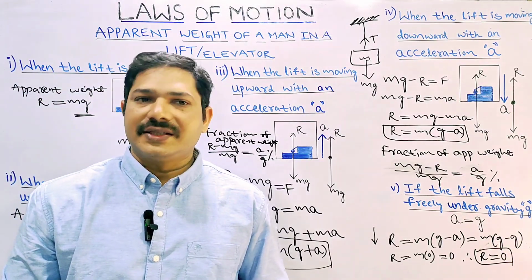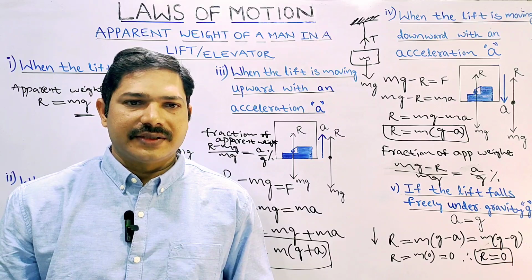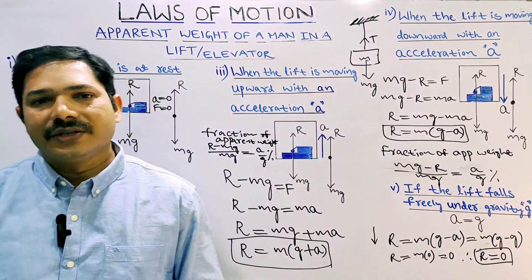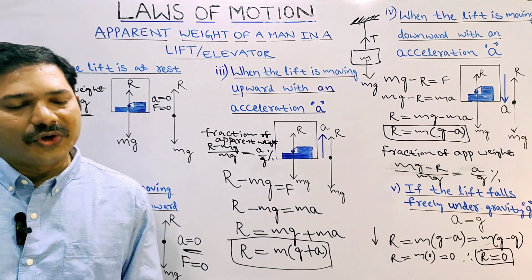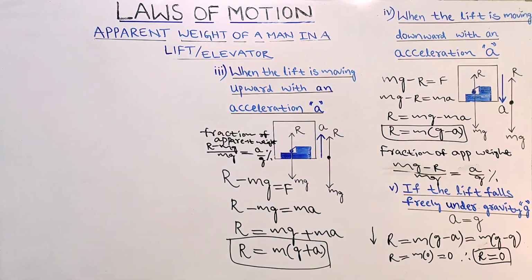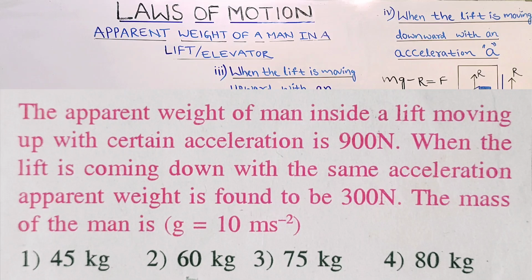So based on these cases, now we'll discuss the most important topics. Once you check the formulas, I'll start the numericals. You can observe the question on screen. The apparent weight of a man inside a lift moving up with certain acceleration is 900 newtons. When the lift is coming down with the same acceleration, apparent weight is found to be 300 newtons. The mass of the man is, within the bracket, acceleration due to gravity g value is also given, that is 10 meter per second square.